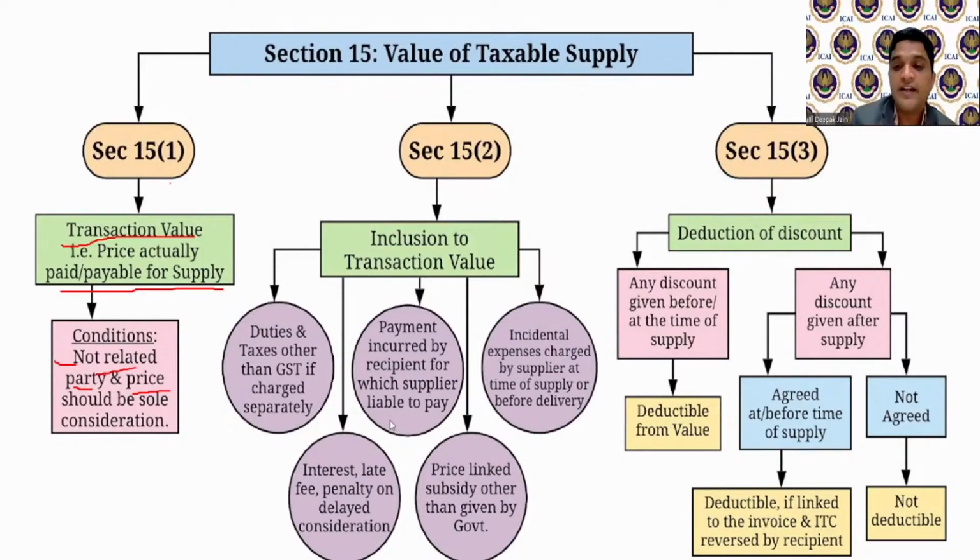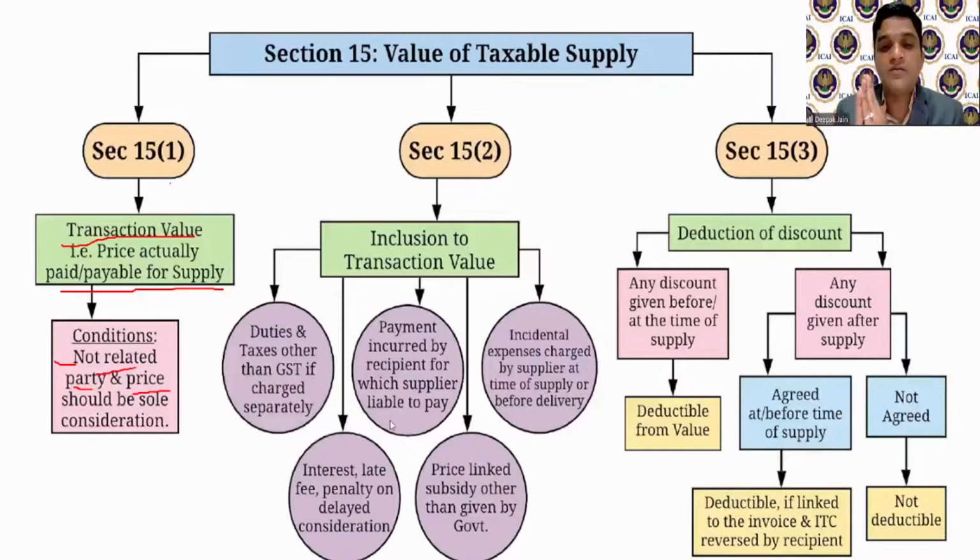So in case of a related party, whether you're giving a concession or discount or not, the government looks at it through a binocular, and it says that if you make a transaction with a related party, whatever price you're charging, don't consider that as the base for paying GST.